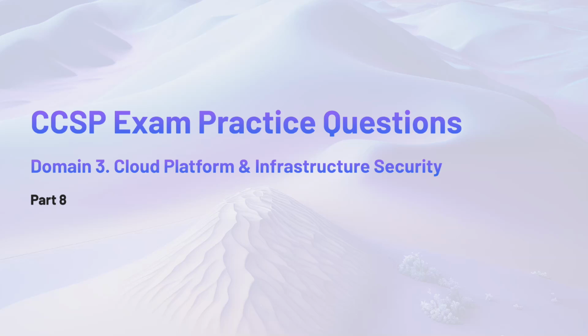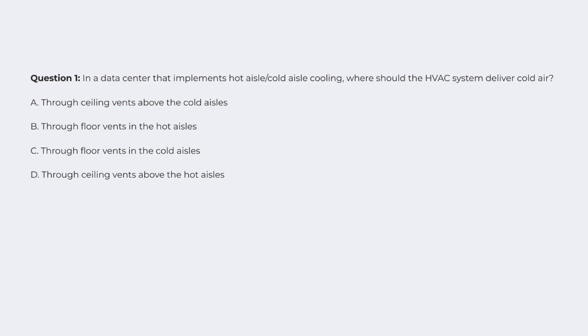CCSP exam practice questions. Domain 3, Cloud Platform and Infrastructure Security. Part 1. Question 1. In a data center that implements hot aisle, cold aisle cooling, where should the HVAC system deliver cold air? A. Through ceiling vents above the cold aisles.